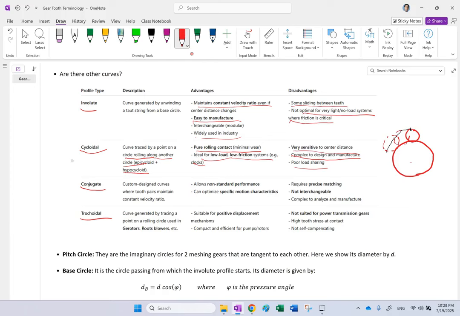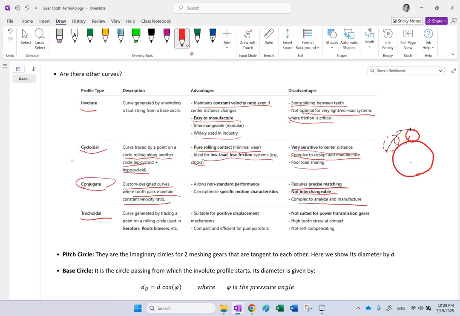Okay, so the conjugate one is some kind of custom design curves where the tooth pair maintain a constant speed ratio. So the good thing about them is you can basically optimize some specific motion characteristics, but they need very precise matching, and they are not easily interchangeable, and they are quite a bit more complex than the two other ones to manufacture and to analyze. And so these are kind of newer kind of curves compared to those two.